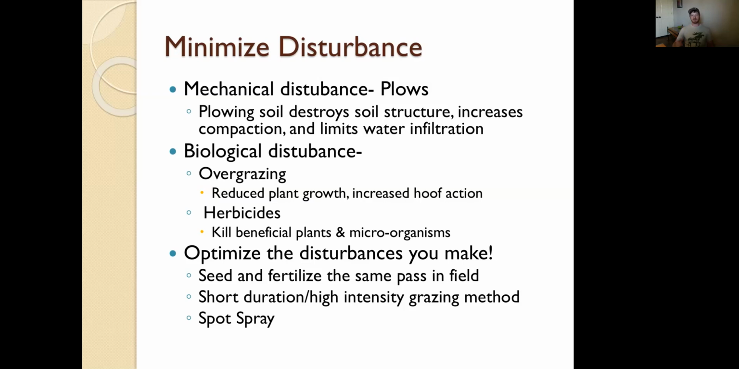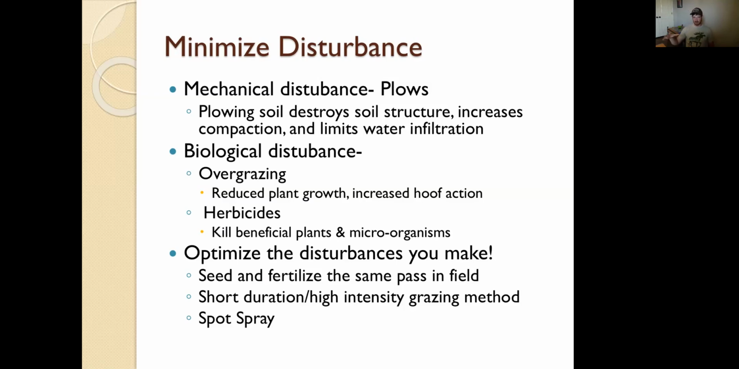Soil has inherent structure that is formed. Earthworm channels, root structure holds that soil together. So when we destroy that structure, we can increase soil compaction. We can increase density of the soil, taking away pore space, and that limits water infiltration and even the ability for roots to grow.